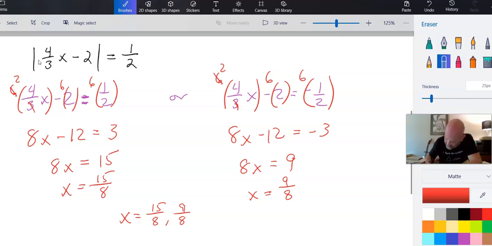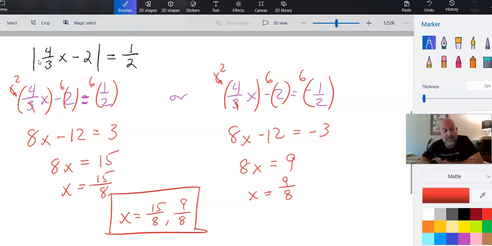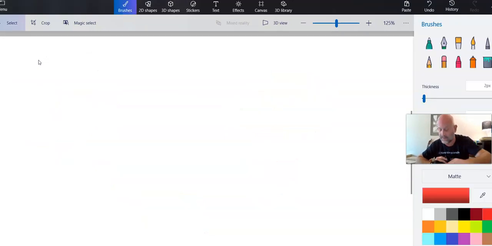Let's make that 9 look like a 9. Right, so we got our two solutions. And neither one of them reduced, so we're done. Right, neither one of the fractions reduced, that is. Okay, good. Okay, so let's go ahead and take a look at the last one here.